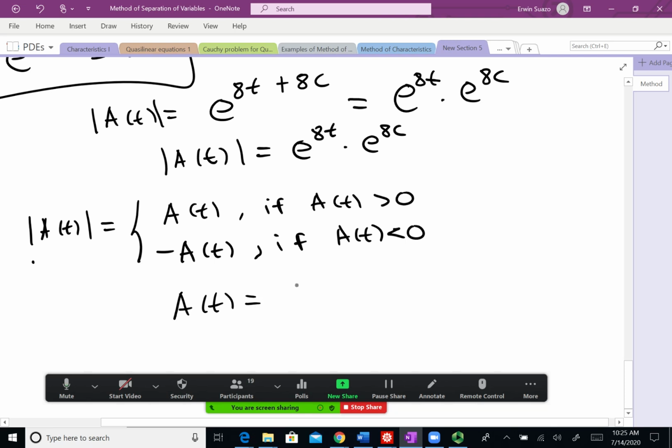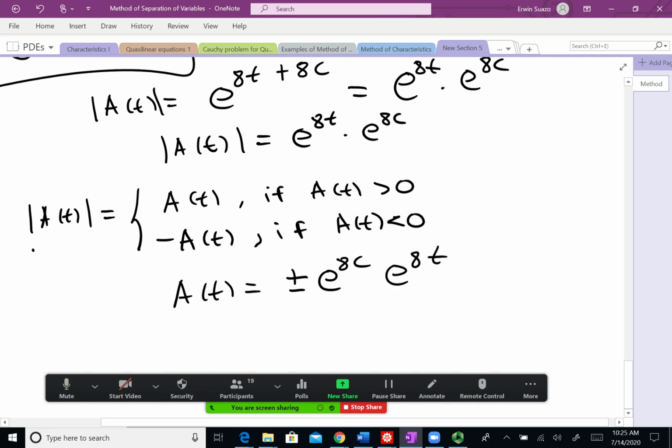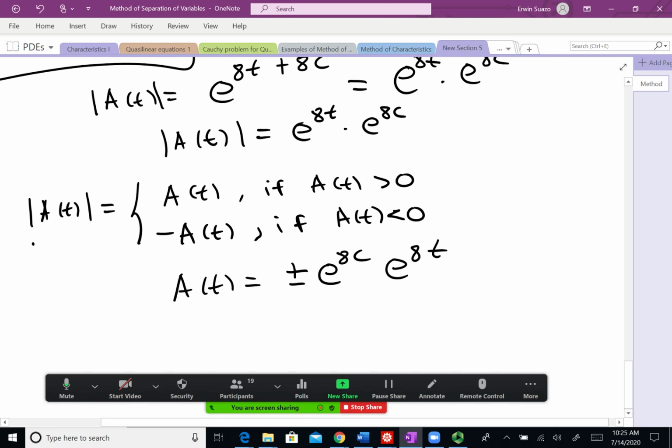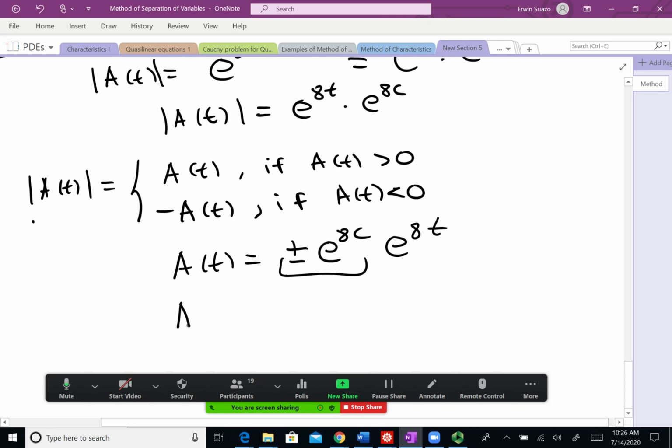And I'm going to say this is plus or minus e to the ac times e to the at, right? So this plus or minus depends basically on the constant. But this constant is anything. A times c is a constant, e to the ac is a constant, plus or minus e to the ac is a constant. So I just call this whole thing a new constant, and then I don't have to worry about this. So a of t is k e to the at. And that's the answer. Okay?